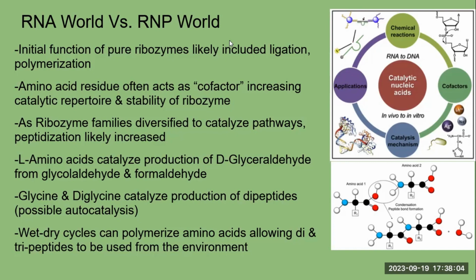Glycine and diglycine catalyze the production of dipeptides, and since diglycine itself is a dipeptide, there's potential for some more autocatalysis. Wet-dry cycles can produce di and tripeptides, which would have exponentially increased the possible catalytic and structural functions available to early life.